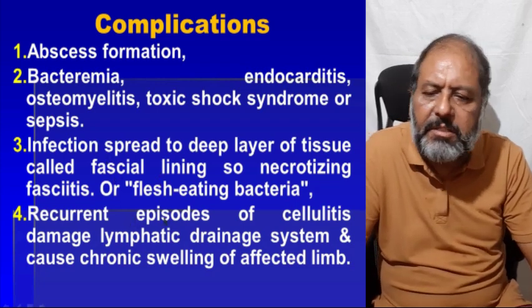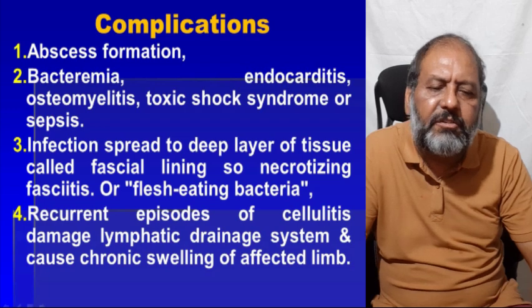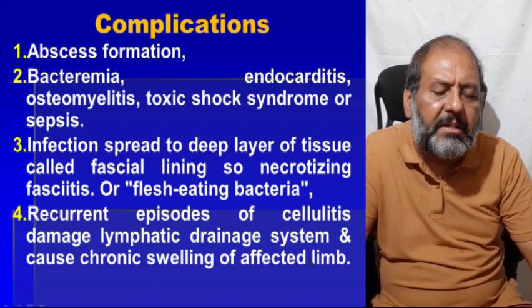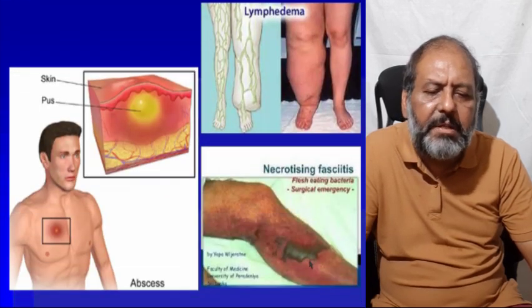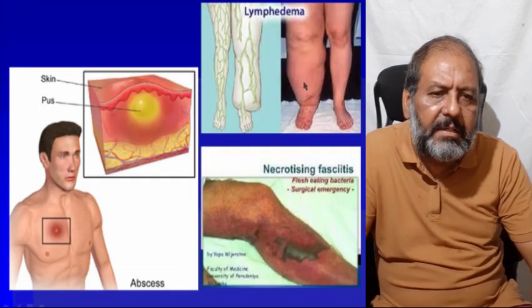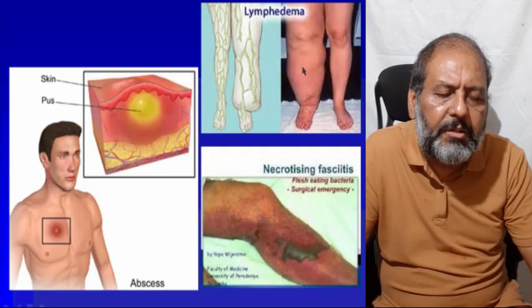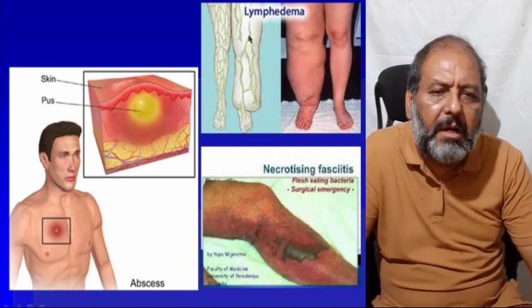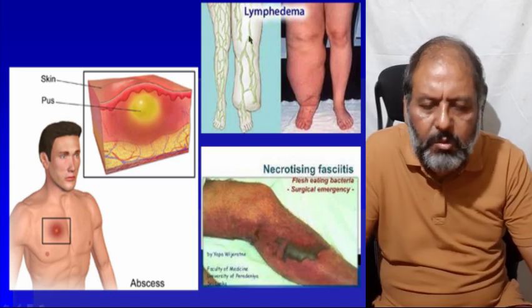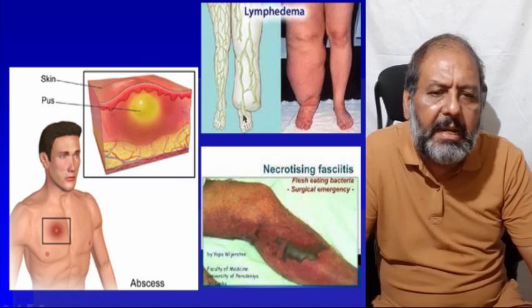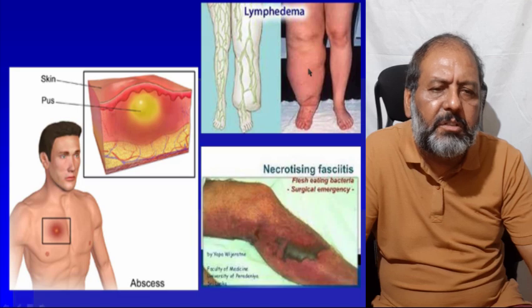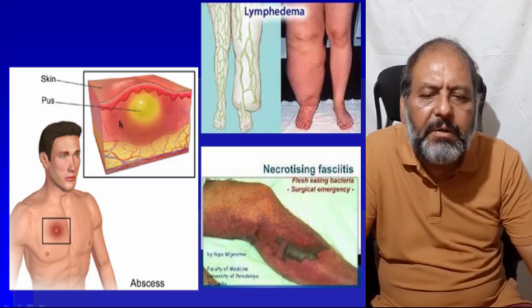Recurrent episodes of cellulitis damage the lymphatic drainage system and cause chronic swelling of the affected limb, causing lymphedema of the leg. As one can see, the huge elephant-like limb is the lymphedema due to the blockage and the pressure over the lymphatic vessels, and lymph is not able to get back into the venous system, so this is going to be a lymphedema.